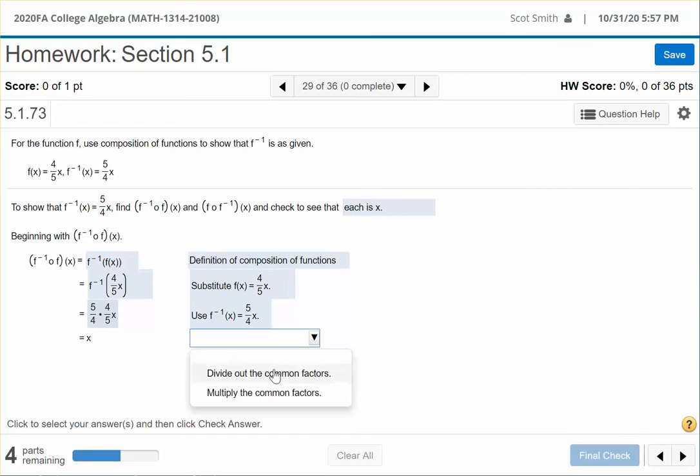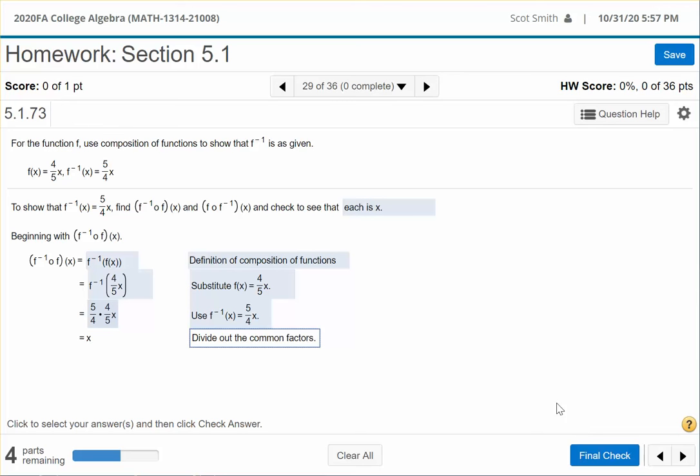It says divide out common factors or multiply the common factors. I mean, if you multiply the common factors, that would be 4 and 4. Well, we don't want to multiply the 4s. They basically cancel. And the same thing with the 5s here. And so you should say divide out the common factors. Now, I wouldn't say it that way, but that's how they're doing it.